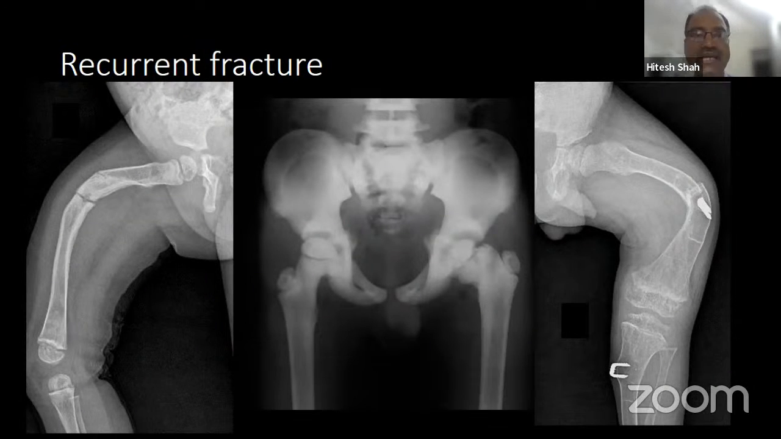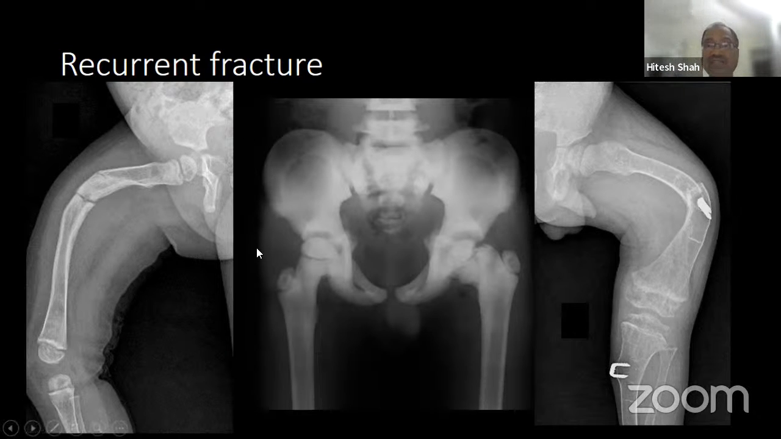Another issue we can have in orthopedics is recurrent fracture. As I said, it may be associated with a metabolic problem. It may be associated with an osteopenic problem like osteogenesis imperfecta, or it may be present with an osteosclerotic problem like osteopetrosis, or maybe a renal problem like renal osteodystrophy, in the like 3.